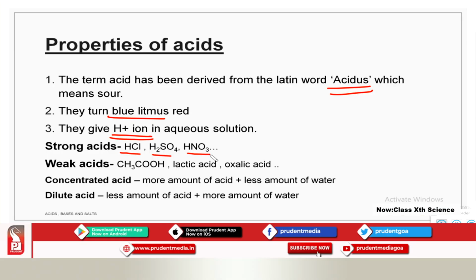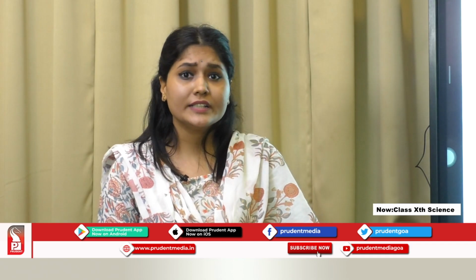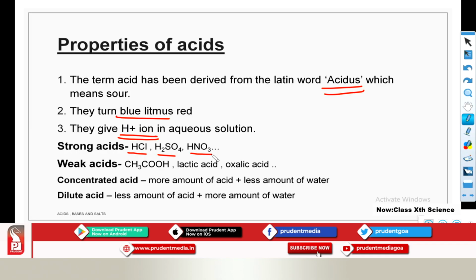Whereas weak acids are consumable. Like we have vinegar, which is sour in taste, and we add it in salads. So vinegar is acetic acid. Then lactic acid, which is found in curd, and then oxalic acid, which is present in various fruit items. So these are examples of weak acids.